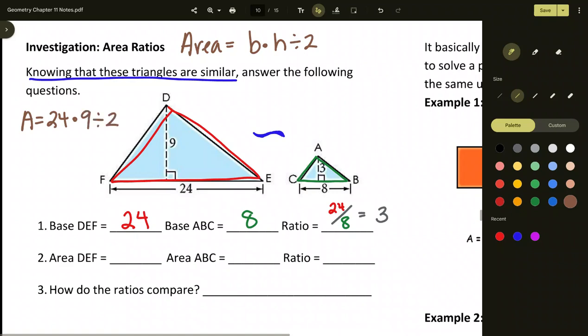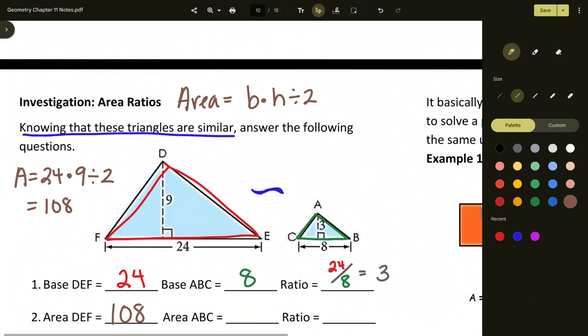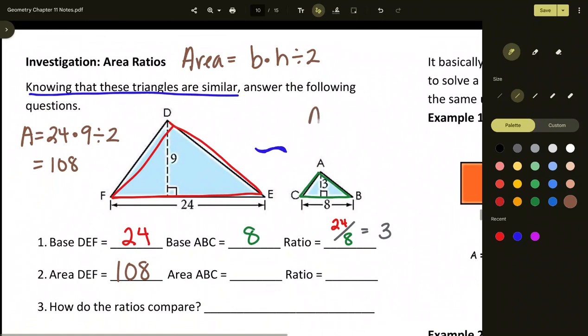And if I divide by 2, that will get me the area of that triangle. So this area comes out to be 108 for triangle DEF. If I do the same thing for triangle ABC, the area is going to be the base of 8 times the height of 3 divided by 2. 8 times 3 divided by 2 comes out to be 12.